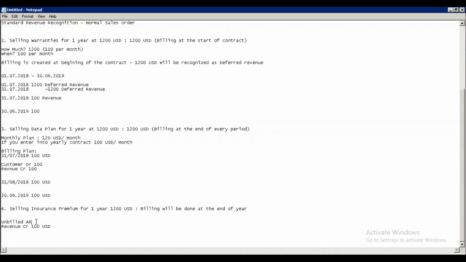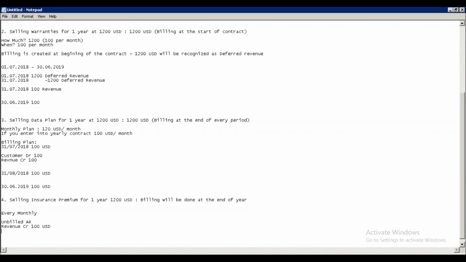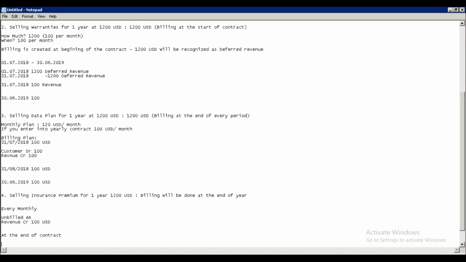USD. Okay, and when you create a billing at that time, what you are going to do, because revenue is already booked, revenue is already recognized per month. All right, so your actual, let me write it here. So this will be every monthly and at the end of contract.